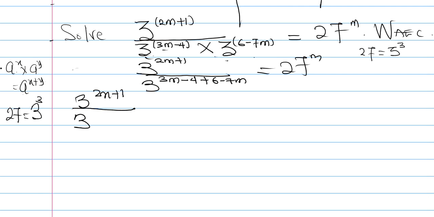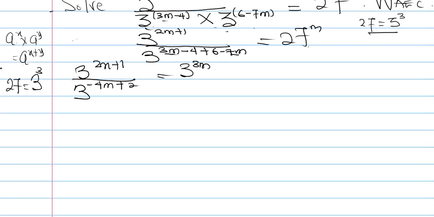Now we have 3 raised to the power (2m plus 1) over 3 raised to the power (3m minus 7m), so we have minus 4m, and minus 4 plus 6, we have plus 2. Everything equal to 27 raised to the power m, which will be 3 raised to the power 3m, since 27 is 3 raised to the power 3. Now I want to cross multiply. I can say 3 raised to the power (2m plus 1) times 3 raised to the power (minus 4m plus 2).